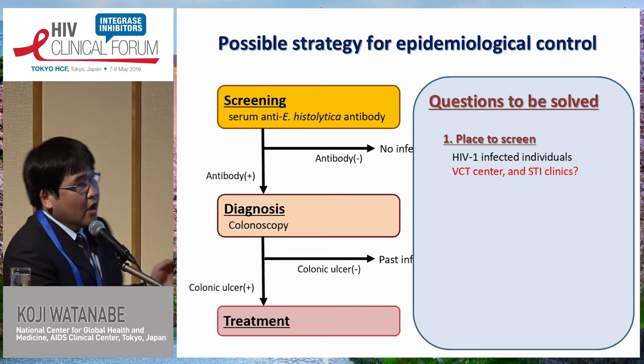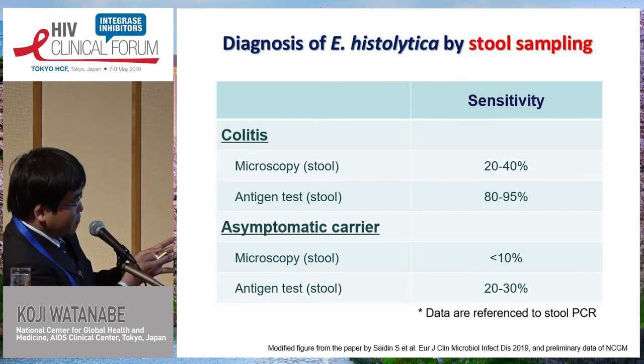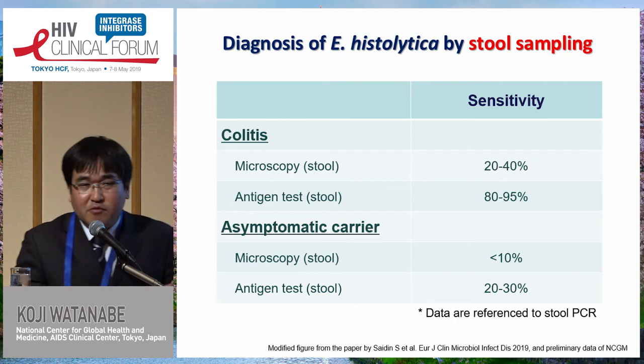And next is diagnosis. So how to diagnose? This is a table from a review paper showing diagnosis of E. histolytica by stool sampling. For colitis patients, symptomatic patients, antigen testing has very high sensitivity to diagnose Entamoeba histolytica, but for asymptomatic carriers the sensitivity is very low. It is very difficult to diagnose without colonoscopy so far.